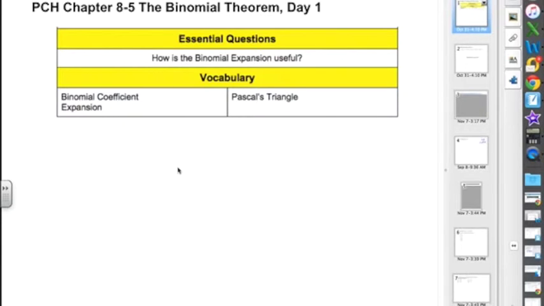It has kind of a direct use, and then there are some other uses for it as well, particularly in the area of probabilities. But you'll notice there's a couple of terms that we're going to become familiar with. First of all, what is expansion anyways? What's a binomial coefficient? What's Pascal's triangle? And today our goal is to really explain the theorem itself and then start to see some of the uses for it and some of the patterns in it that actually make it a relatively easy theorem to use.